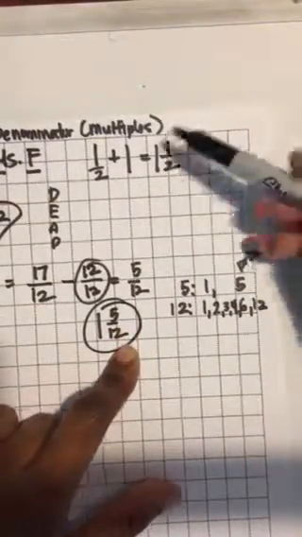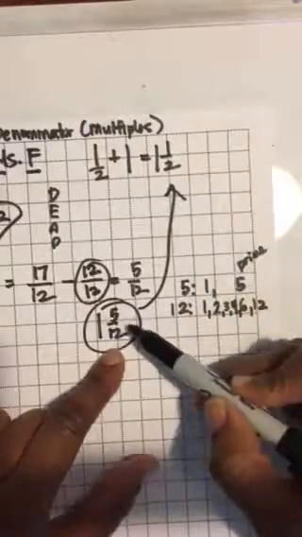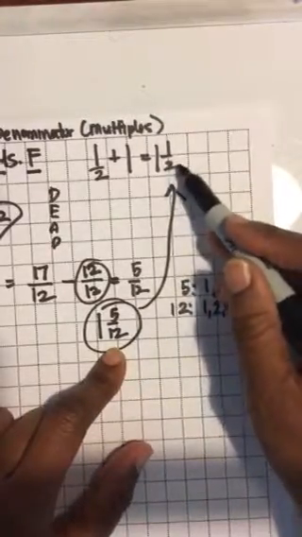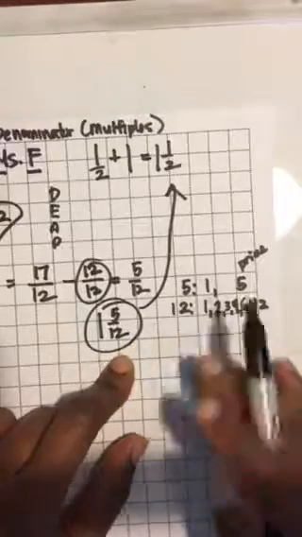If I look at my estimate, 1 and 6/12 is 1 and 1/2, and 1 and 5/12 is very close, so I trust my sum.